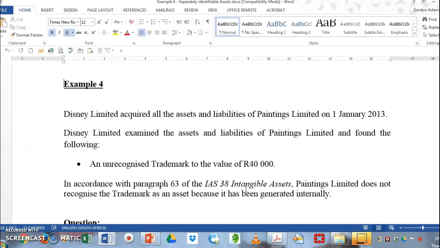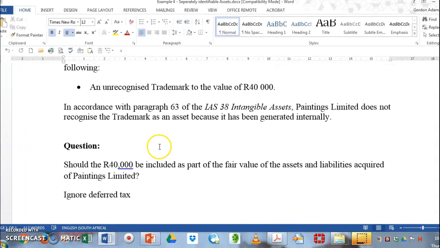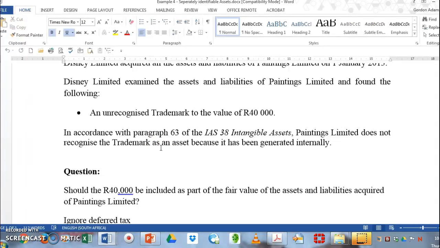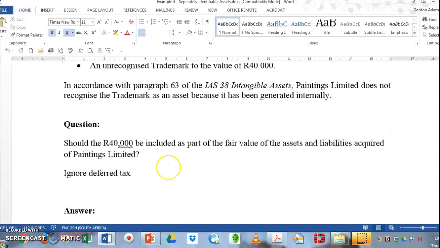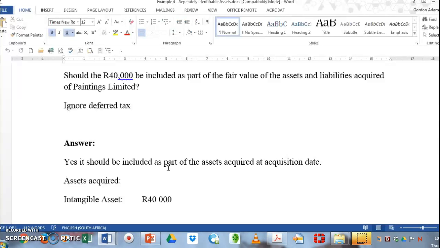So this is where it's important to understand and identify the fact that in terms of a business combination, the parent company needs to identify all unrecognized assets and measure them as well. So the question is, should the 40,000 Rand be included as part of the fair value of the assets and liabilities acquired from Paintings Limited? And the answer is yes, it should. It should be recognized as an intangible asset at 40,000 Rand added to the rest of the assets of Paintings Limited.